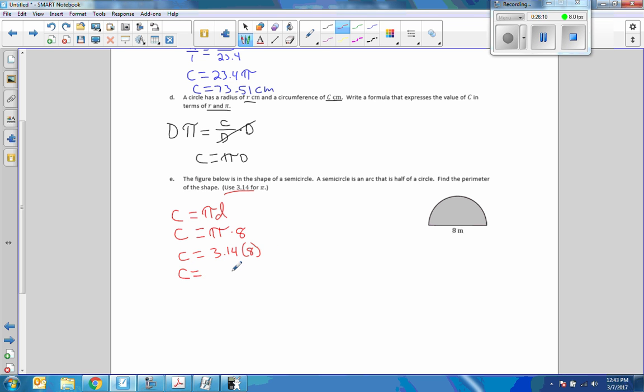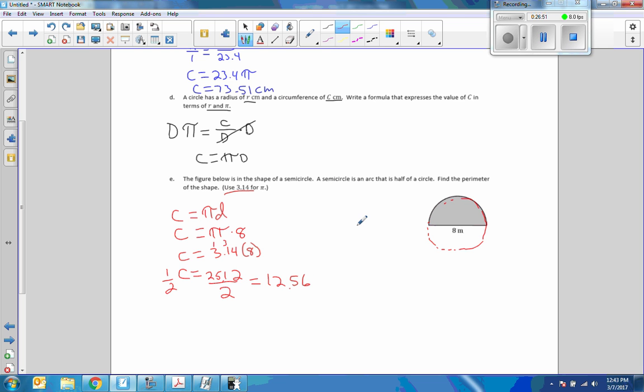8 times 4 is 32, 8 plus 3 is 11, 8 times 3 is 24, plus 1, 25, 2 decimal places. Okay, it does not say to round anywhere. It's 25.12. That would be the entire circumference all the way around. If I had a full circle, I need to divide this circumference by 2 since it is a semicircle. So 1/2 the circumference equals 1/2 of 25.12, which is 1, 2, 5, 6.